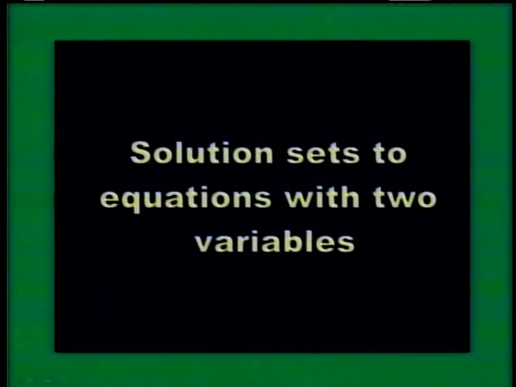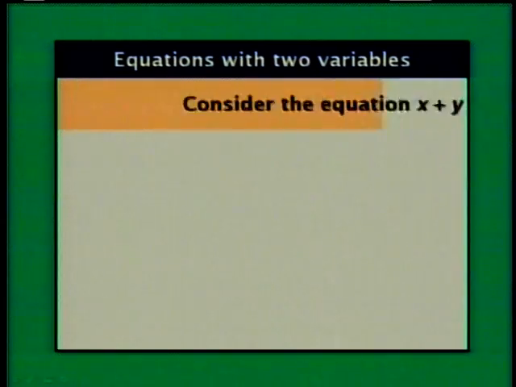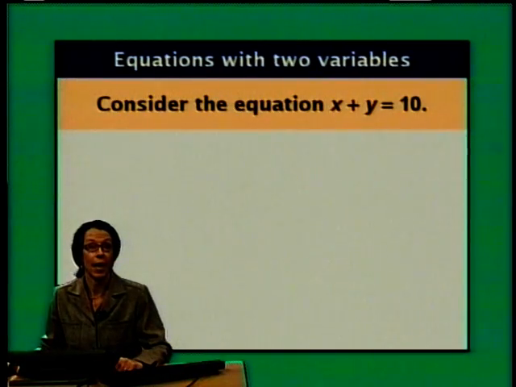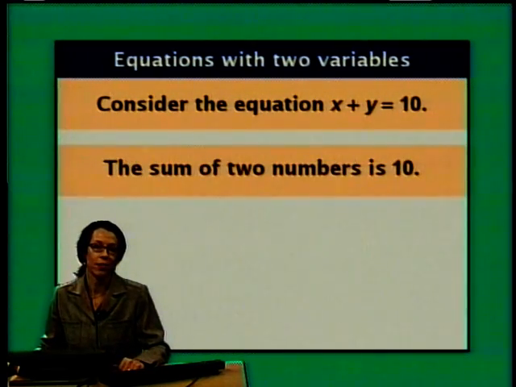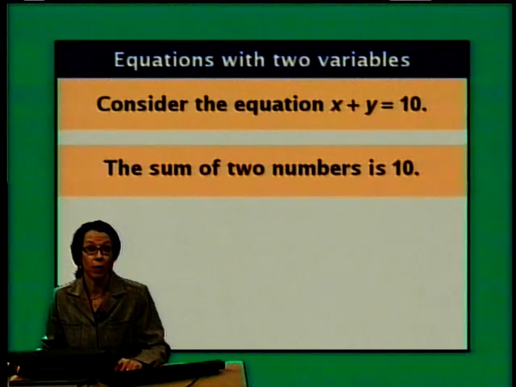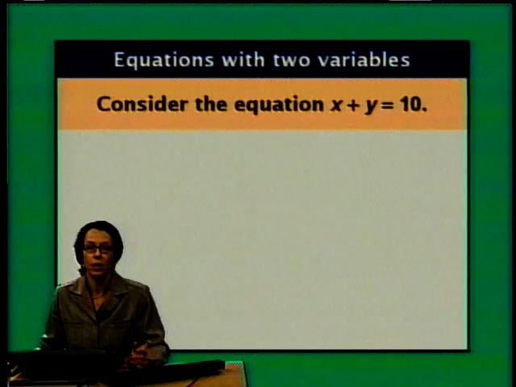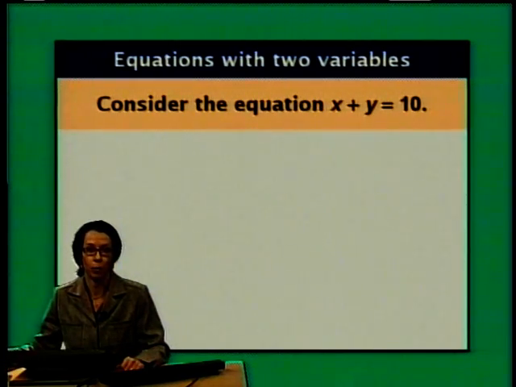So now let's look at solution sets to equations with two variables. So here's an example. x plus y equals 10. We have two variables, and it's an equation. But what is it telling us? This equation just says the sum of two numbers is 10. So we should probably be able to think of some solutions to this equation. So let's just note down some possible solutions.